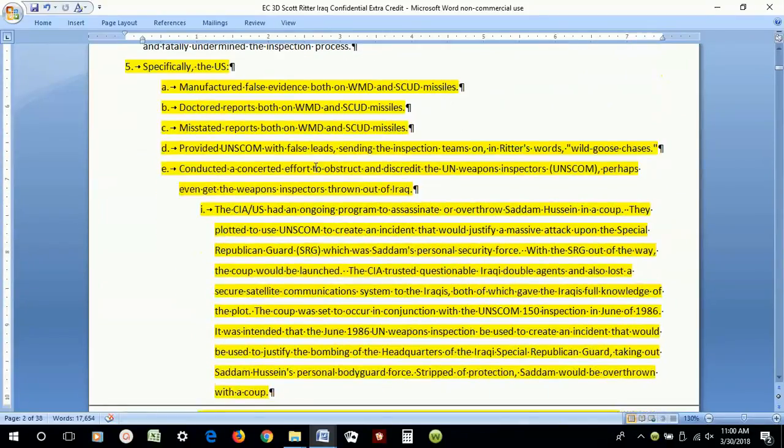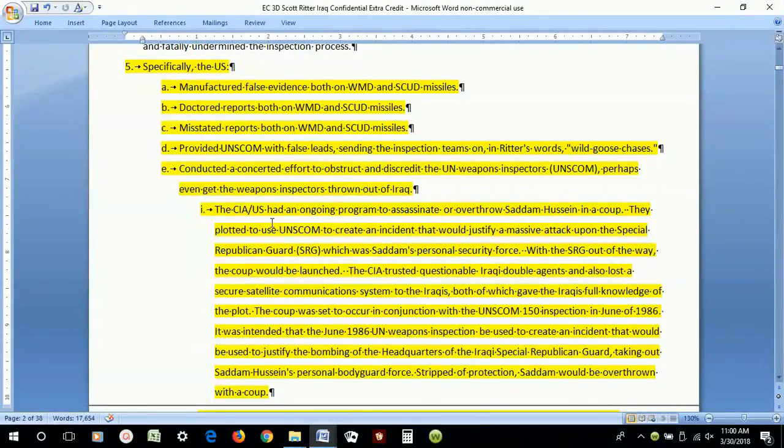Okay, so they doctored reports on both WMD and Scud missiles, so they're manufacturing false reports, false evidence, misstated reports, both on WMD and Scud missiles. They provided UNSCOM with false leads, leading the inspection teams on, in Ritter's words, wild goose chases, right? They conducted a concerted effort to obstruct and discredit the UN weapons inspectors, perhaps even get the weapons inspectors kicked out of Iraq.